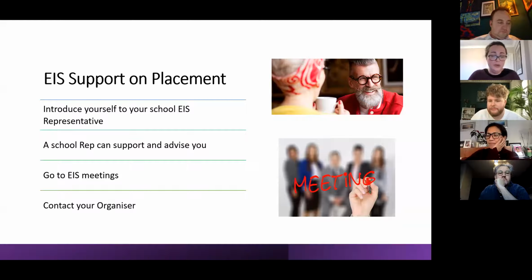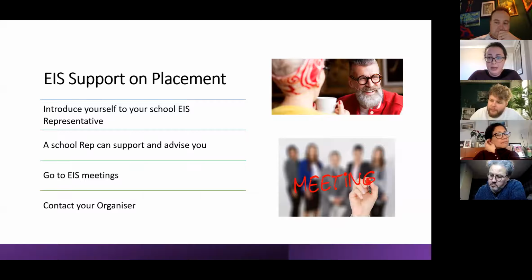Hopefully, whichever school you are on placement in, and some of you might be on placement now, you will have an EIS rep. So find out who it is, introduce yourself to them if they haven't already introduced themselves to you. They are really a good point of contact when you are on placement. They're likely to be someone that knows the ins and outs of the school very well. They'll know that you're a member once you go and tell them, and be happy to give you advice, whether it's generally on things in the school or some union specific advice. So yes, school reps are there to support and advise you when you're on placement.